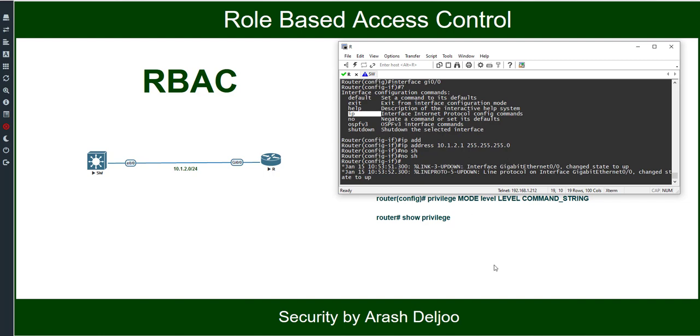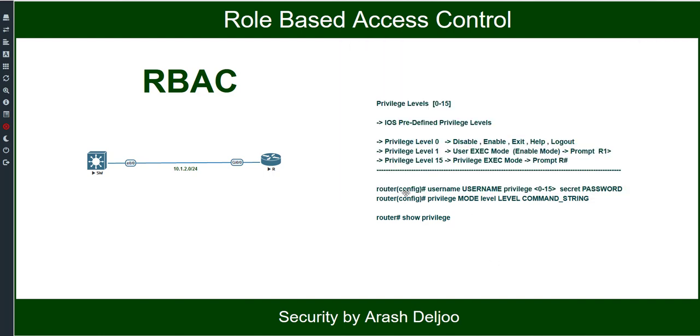It is so easy. You need only configure usernames with a privilege level between 0 and 15, and for the privilege level you can define which commands you want to give to the users of this level. Privilege mode, level, command string. Okay, actually about the RBAC we have some details, some other features that we will learn about in future security courses, but for now we can easily use the RBAC or role-based access control.